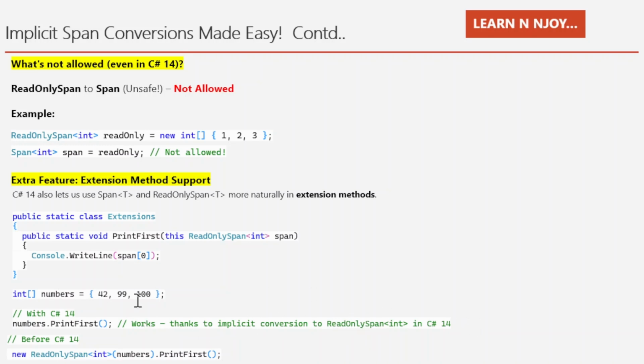If it is the same case before C# 14, we need to write something like this: new ReadOnlySpan<int>(numbers).PrintFirst(). So basically conversion is required, and only then can we call this PrintFirst method. Okay, so let's switch to Visual Studio and see all these things in action.